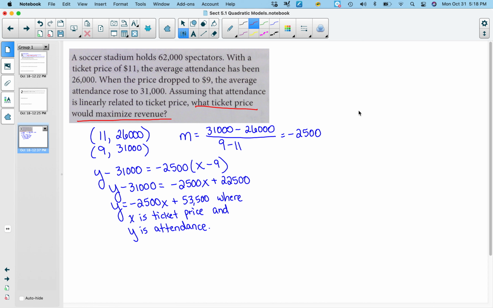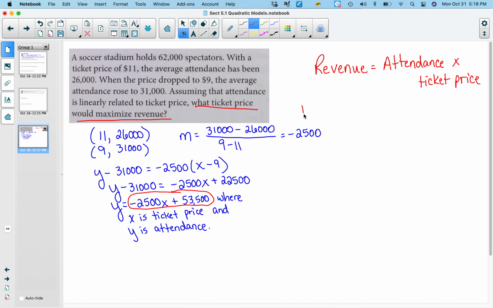If you think about what revenue is, the revenue is the money that they're bringing in. So to find the revenue, you're going to take your attendance and multiply it by the ticket price. It's not the same as profit, so don't confuse it with profit, but this is the actual money that they bring in. Remember that we have an expression right here for ticket price.